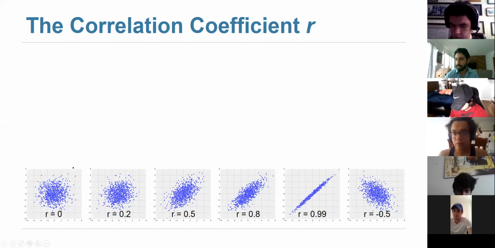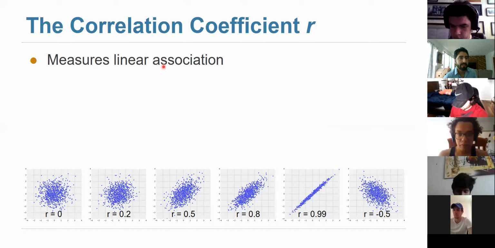And if you remember, we showed this figure. R measures linear association, and I want to highlight that it measures just linear association. Two values might be related to each other, but not linearly, so R is not a good measure for that type of relation.